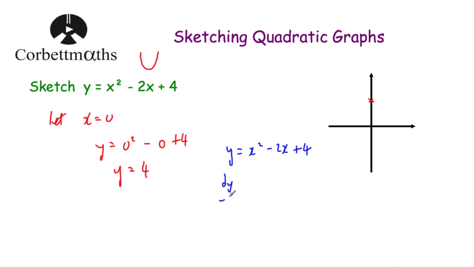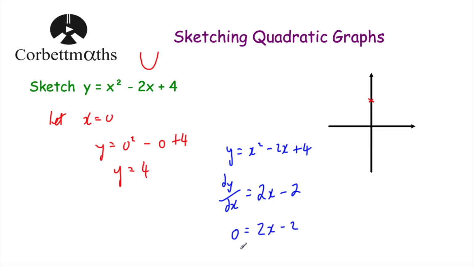So dy by dx, if we differentiate it, we're going to bring the power down to x, reduce the power by 1, so that's it. And then differentiating minus 2x will be minus 2, and then that's it. So dy by dx is equal to 2x minus 2. Now we're going to let that equal 0 because we know that for the turning point the gradient's equal to 0. So we get 0 equals 2x minus 2.